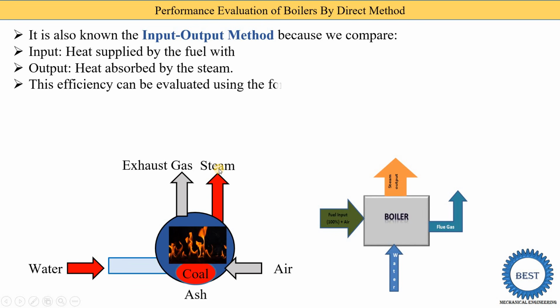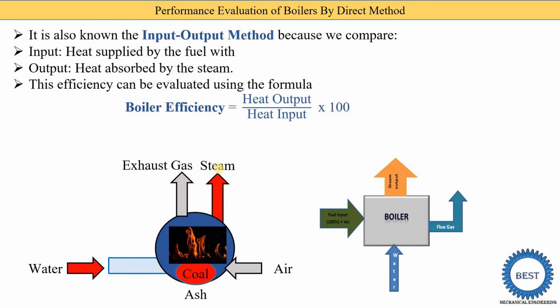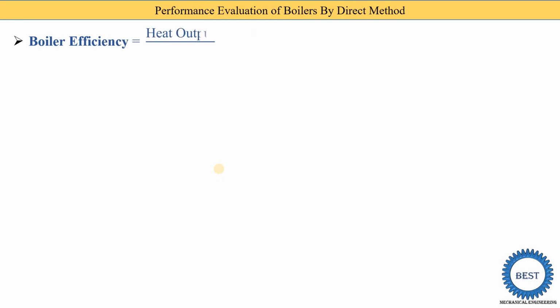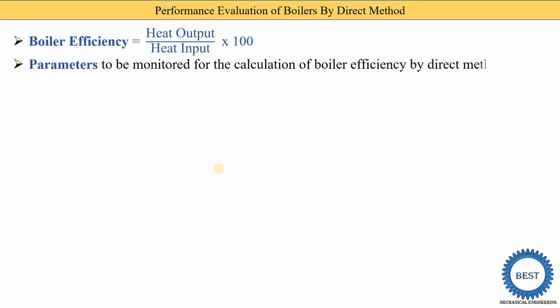Now, this efficiency can be evaluated using the formula: boiler efficiency is equal to heat output divided by heat input, into 100. Now we understand the various parameters to be monitored for calculation of boiler efficiency by the direct method.